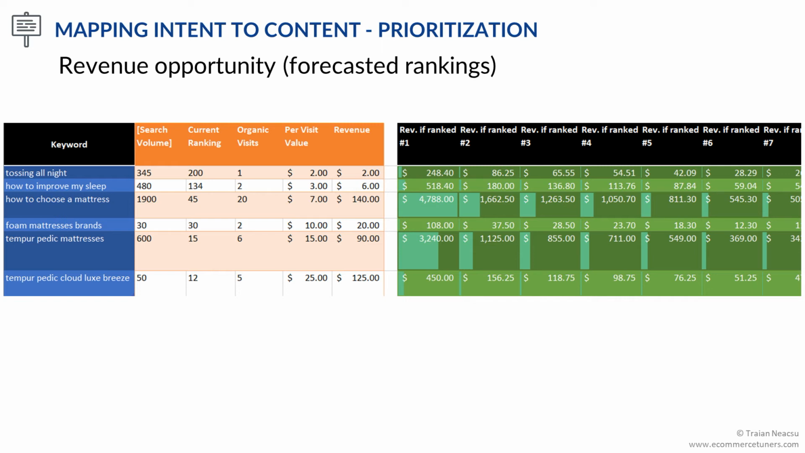The columns named revenue if ranked 1 to 10 represent the revenue opportunity for various positions if you were to rank organically at those positions. Looking at the revenue if ranked number 1 column, you can see that although the keyword Tempur-Pedic Cloud Breeze is a transactional keyword and has the highest per visit value, it's not the keyword with the highest potential to increase revenue. That keyword would be how to choose a mattress.